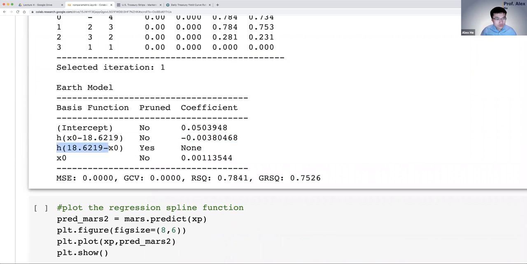And then the third one, you have the opposite of that, okay? But this one is actually pruned because when you have that and also the x, you no longer need the opposite. Okay, so they're kind of repetitive. So that's actually not in the final model. And then you have the linear term of x, and that has a coefficient of this.